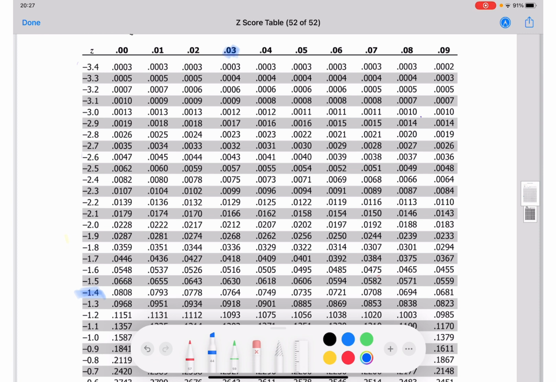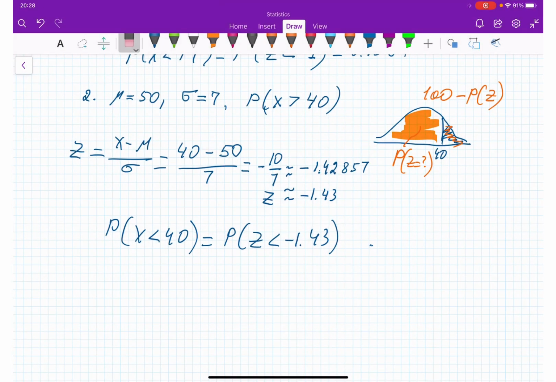So I'm bringing down, it's going to be 0.764. Let me write it down. That is equal to 0.0764. And this is for less than, which is this part. Okay, to get more than, which is the subject of our interest, we are going to take the whole area, which is 100%, and minus what we have.